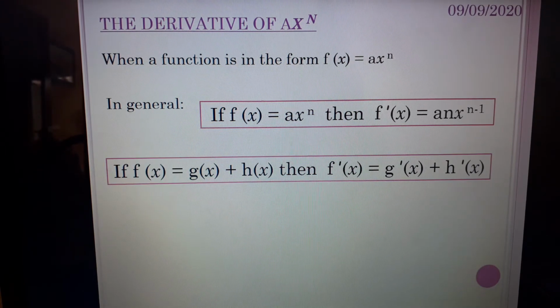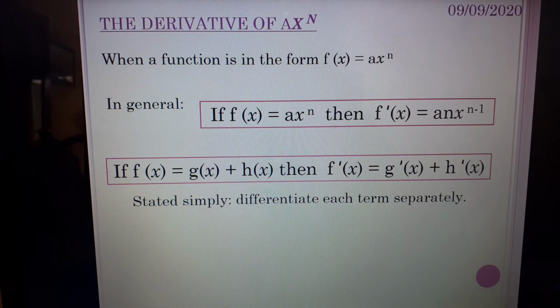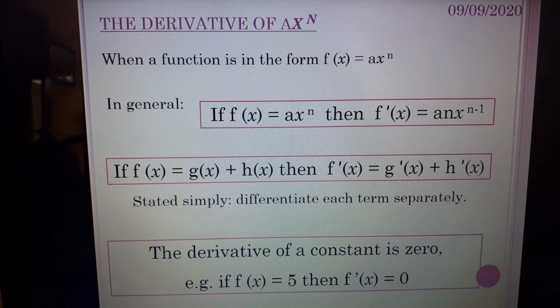Also, if we have a function that is made up of two separate functions, g of x plus h of x, now that could be 3x squared plus 2x, those could be the two functions, then f dash of x is simply the derivative of the first function plus the derivative of the second function. We can think of that as the derivative of the first term plus the derivative of the second term. So really what we're saying here is that we want to differentiate each term separately.